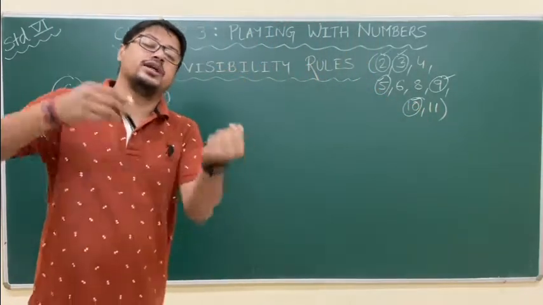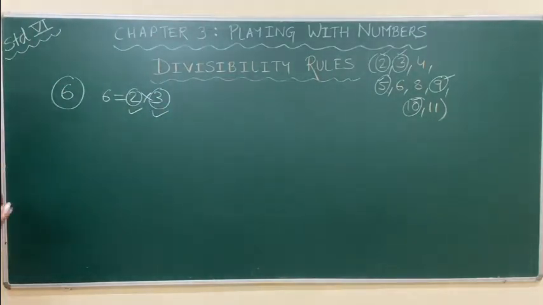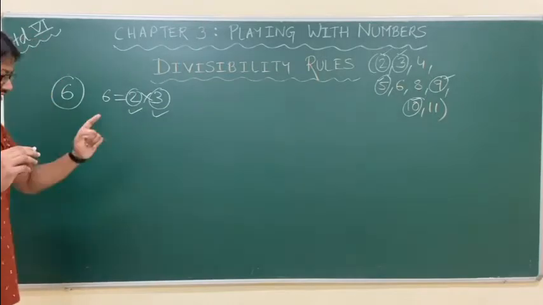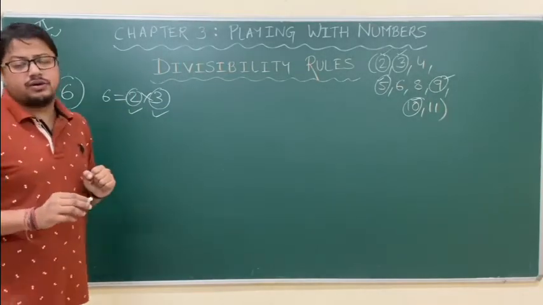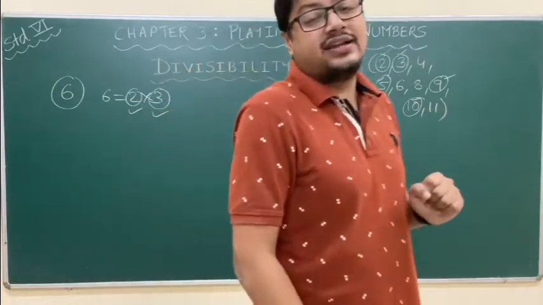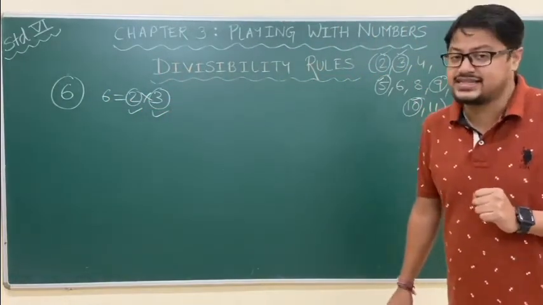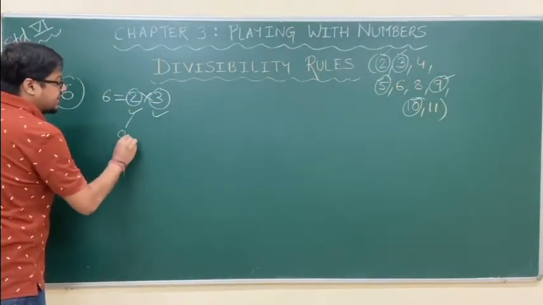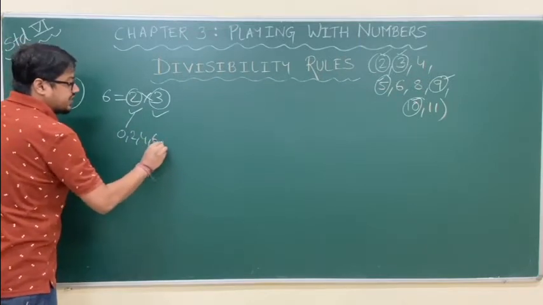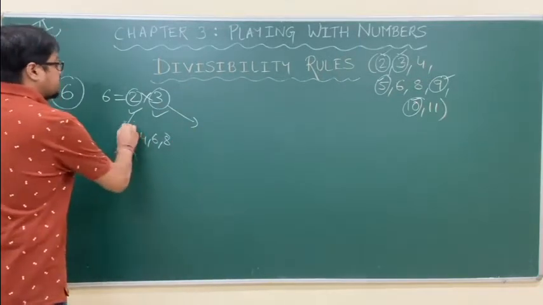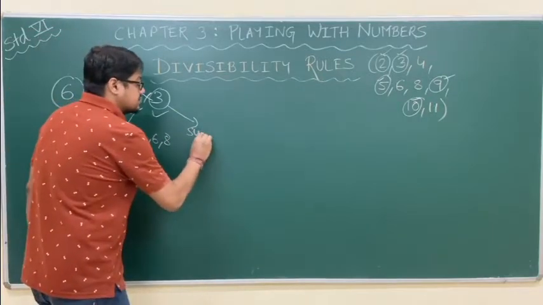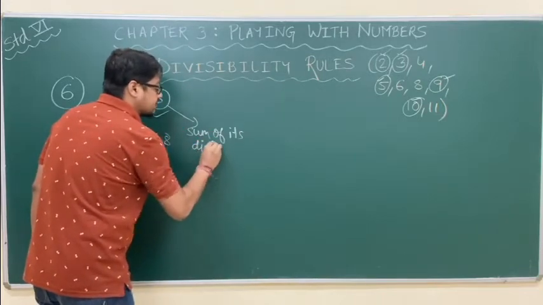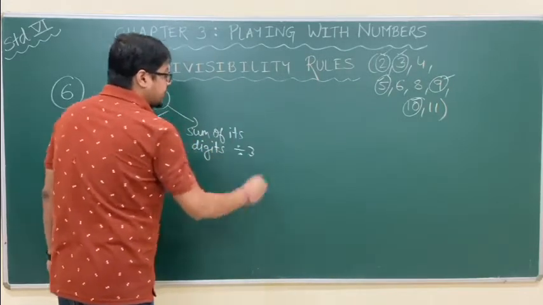We have to check two other numbers. Which are the two other numbers? The two other numbers are 2 and 3. So if any given number is divisible by 2 and is divisible by 3, then only we will say that that given number is divisible by 6. And for your reference, when is any number divisible by 2? When it is ending with 0, 2, 4, 6 and 8. When is any number divisible by 3? When the sum of its digits, I am writing in short, is divisible by 3.